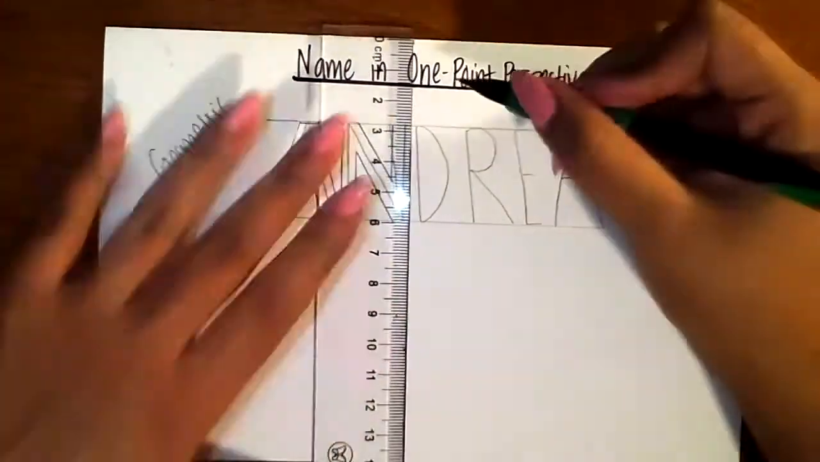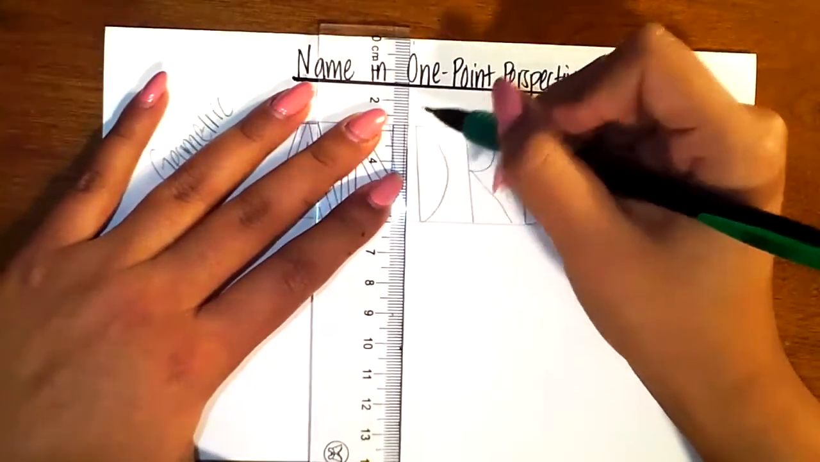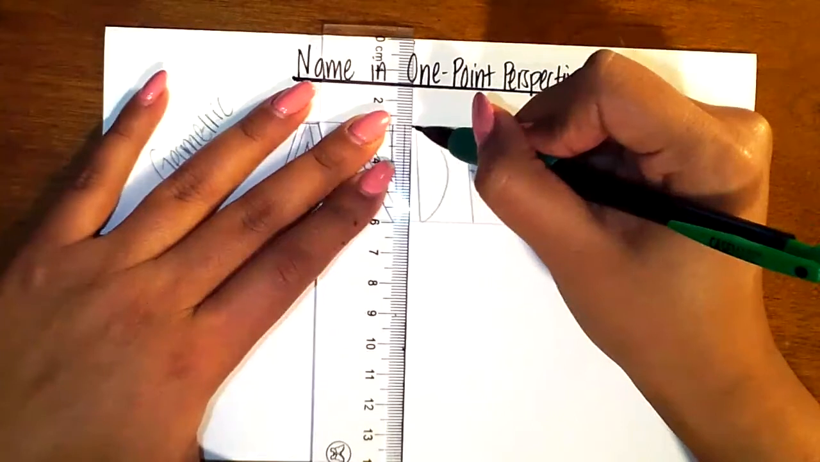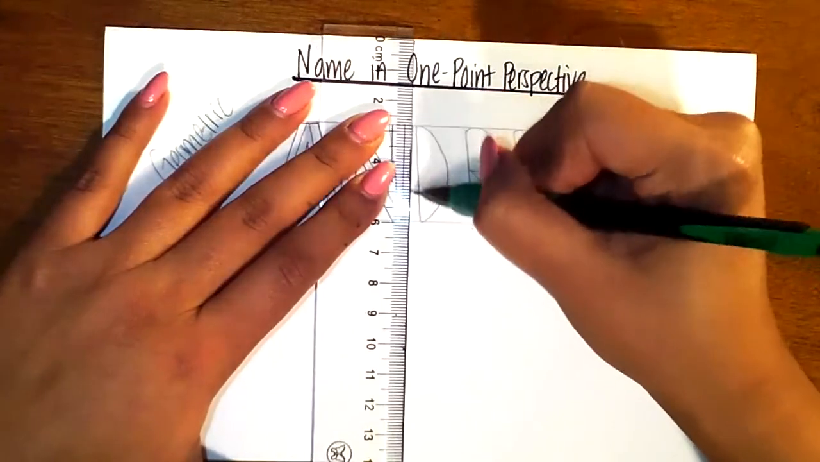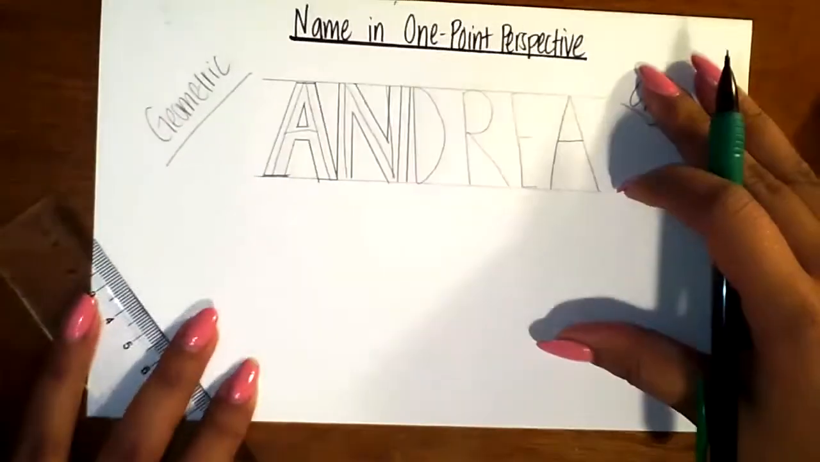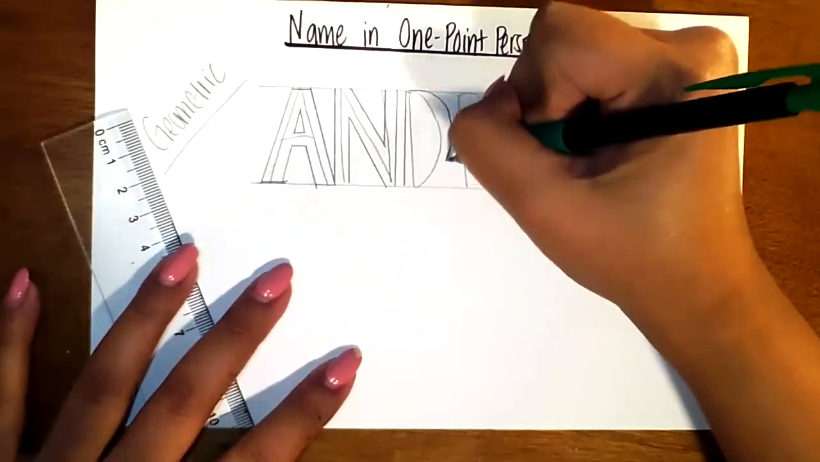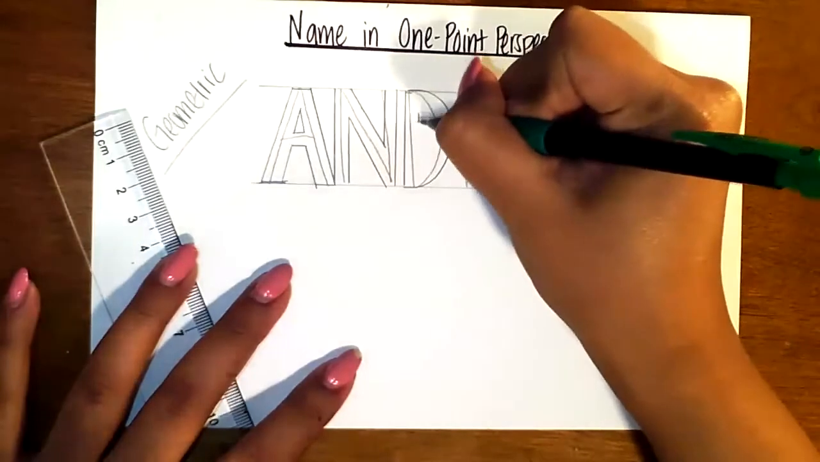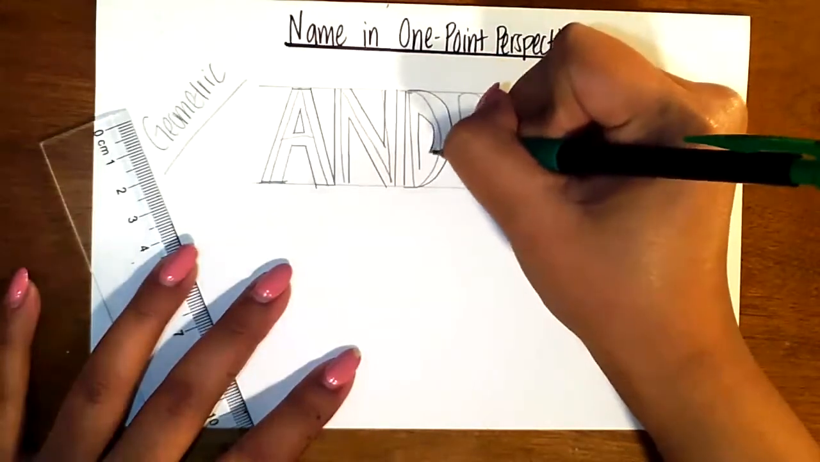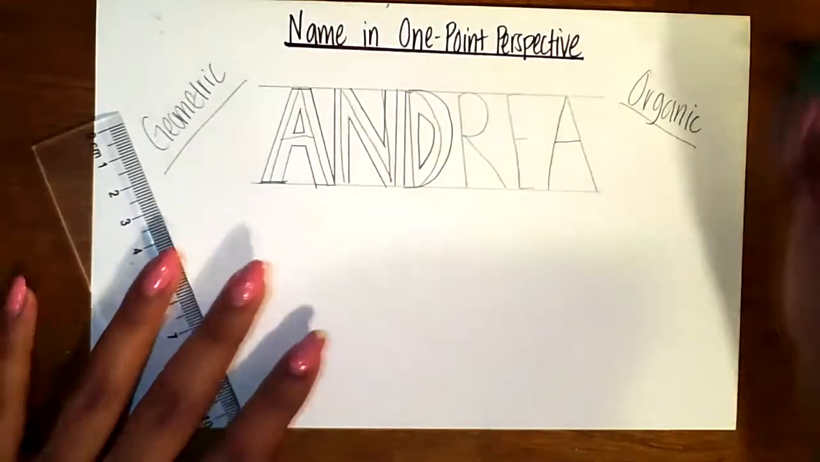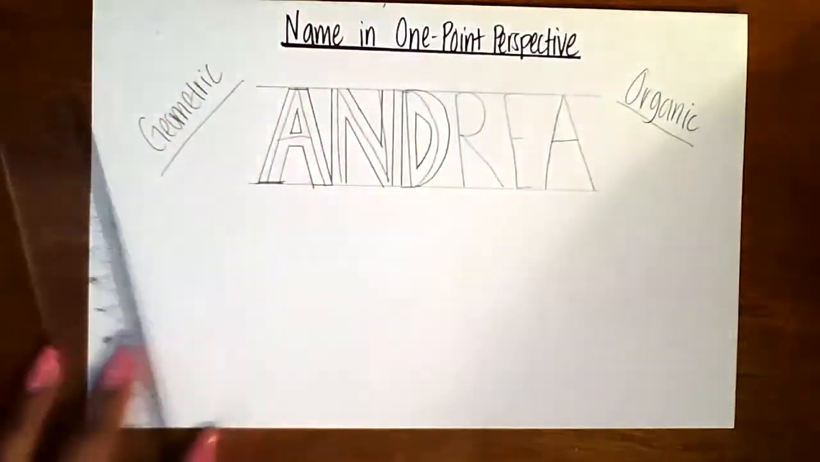So that's the N. And then the D is kind of funky, it's kind of complicated, so there's a line right there. I'm going to do a line right there. And then I'm just going to do a shape inside of the D. So even if your letters don't look exactly perfect, don't worry about it.